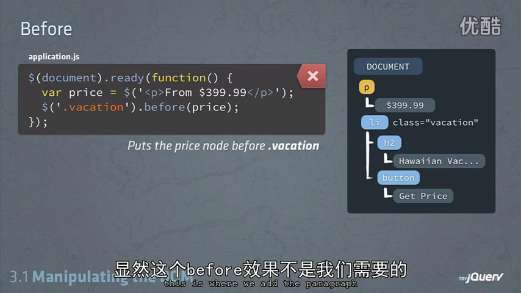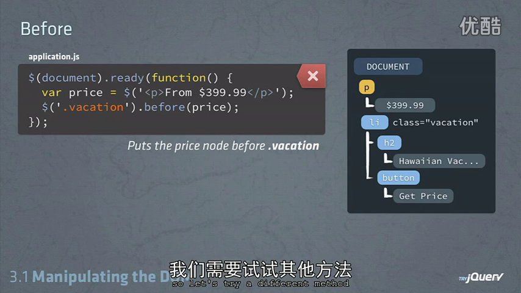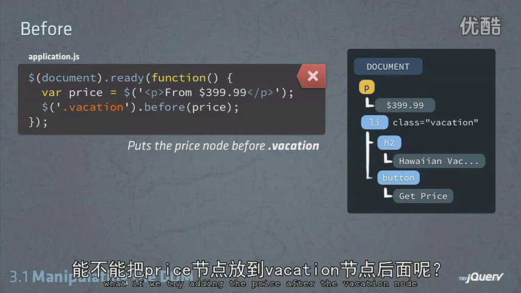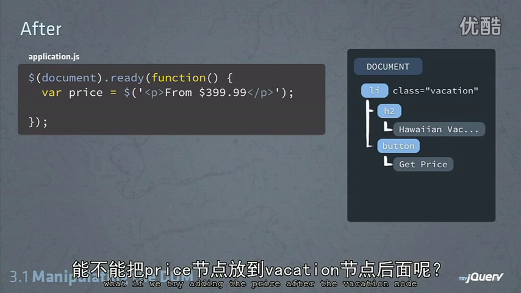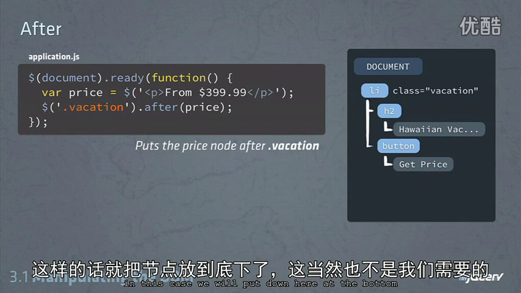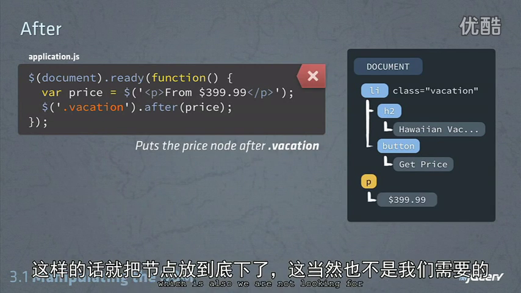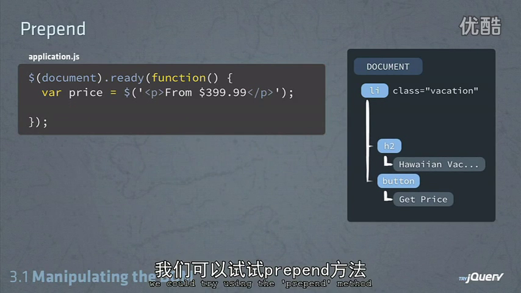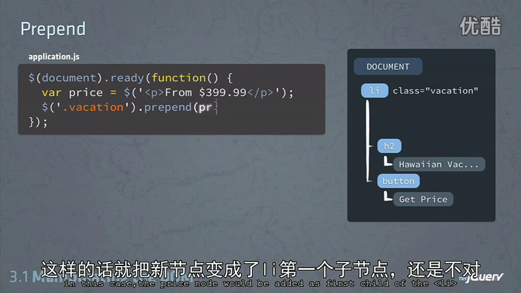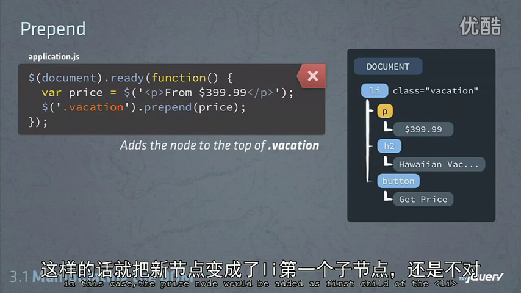This is where it would add the paragraph, which in this case is not what we're looking for. So let's try a different method. What if we tried adding the price after the vacation node? In this case, it would be put down here at the bottom, which is also not what we're looking for. We could try using the prepend method. In this case, the price node would be added as the first child of the li with class vacation. That's still not quite right.